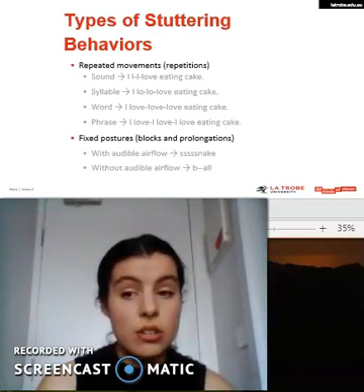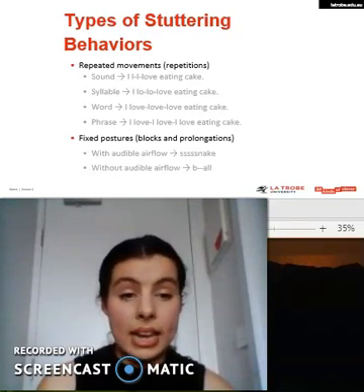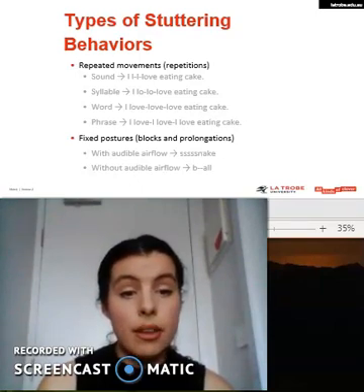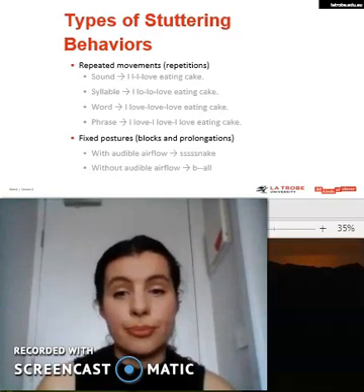Fixed postures without audible airflow are also known as blocks. They may appear as the person is struggling to get a word out, and they often present at the beginning of a word. A fixed posture without audible airflow may sound like this: oh.